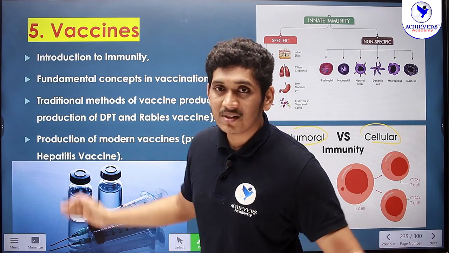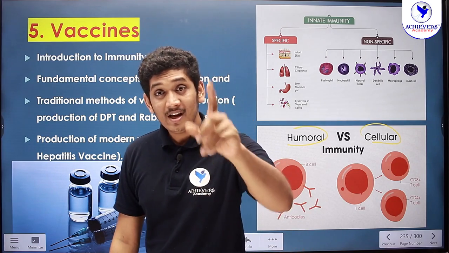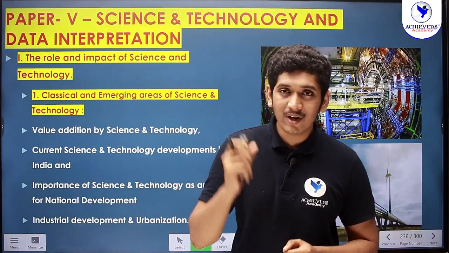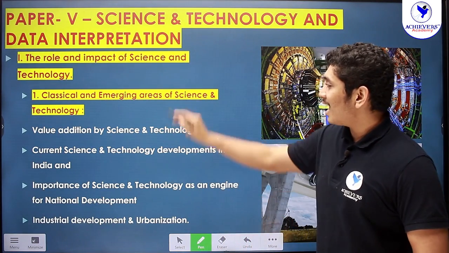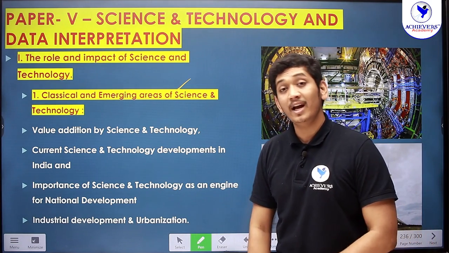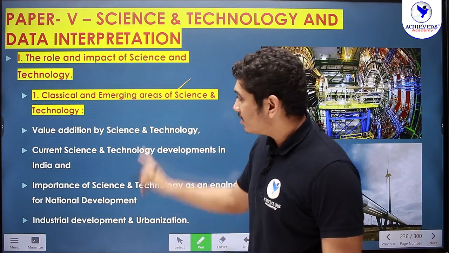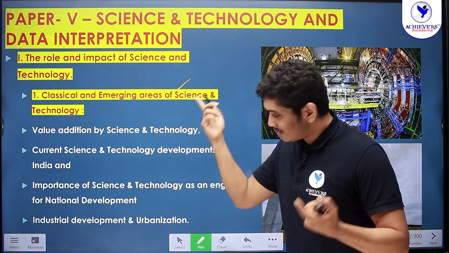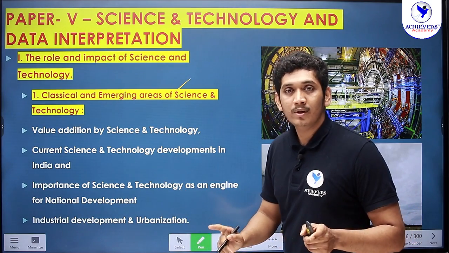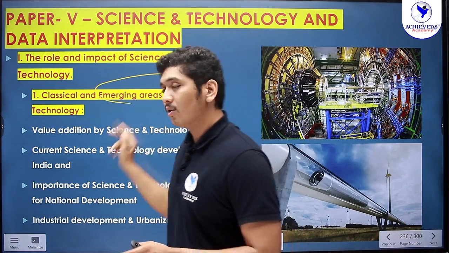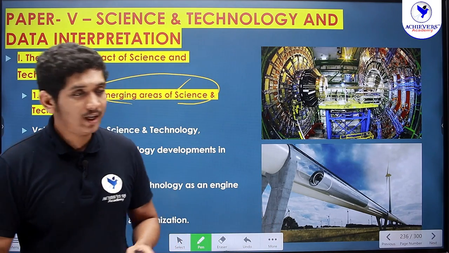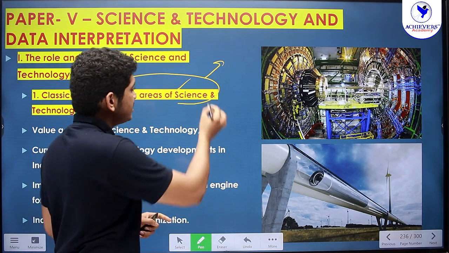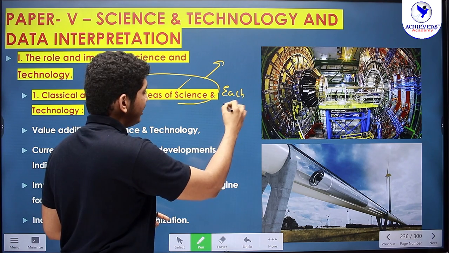Now here we have ended our science and technology. No, we haven't. The first chapter was left. I told you, the first chapter will be your last chapter to learn. Now you will understand. You see, Classical and Emerging Areas of Science and Technology is the heading given. But you might say, sir, this is a heading, why should I learn the heading? I'll just learn the topics given. When the topics are given, I'll just learn the topics. No, you should also be very familiar with the heading. This is the clear heading which was provided. In emerging technologies, I will be making you learn emerging technologies in each field.